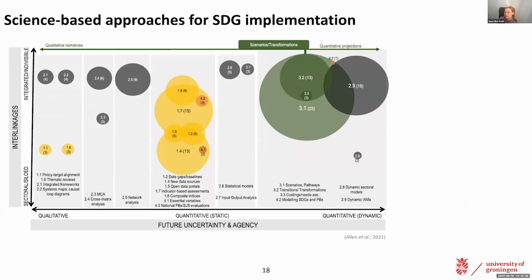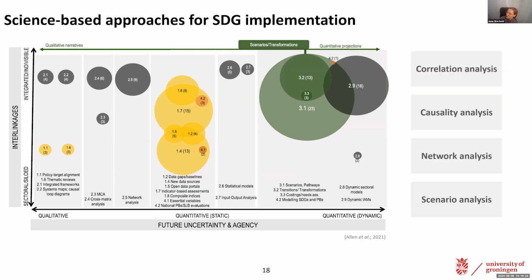And then here is another approach to classifying SDG interaction papers. It's by Allen, and it's a different way of classifying what the interlinkage is. Is it sectoral or siloed? Is it an integrated and indivisible approach, so looking at all the SDGs simultaneously, or am I looking at a siloed sector, like the water, energy, food nexus? And then do I have a qualitative approach, a quantitative dynamic approach, or a quantitative static approach? Have a look at the papers if you want to and see, if you read something, where the paper you're reading would be classified in these different scenarios.